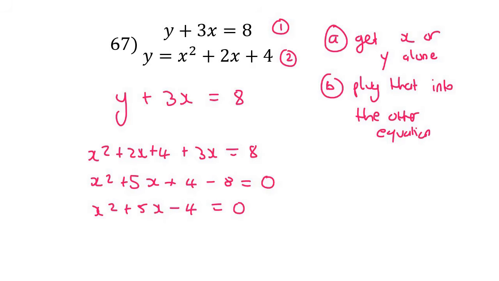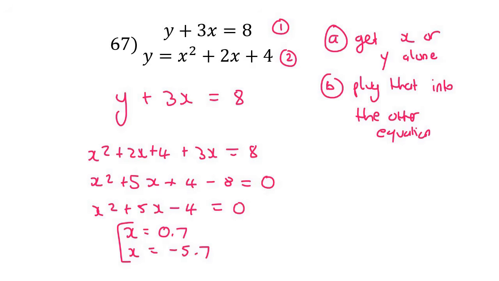And then you solve. Now I'm going to use the quadratic formula. I don't think this one solves very nicely. No, it doesn't. So we find that x is equal to 0.7 and x is equal to negative 5.7. Okay, so now we have our two x answers.